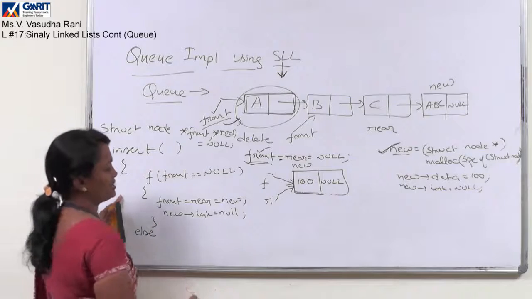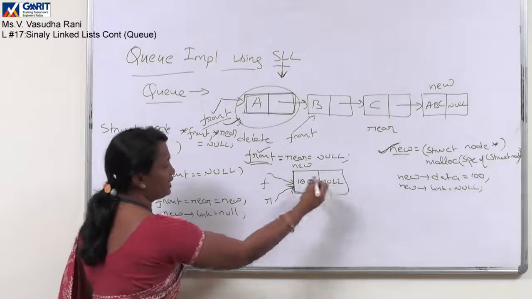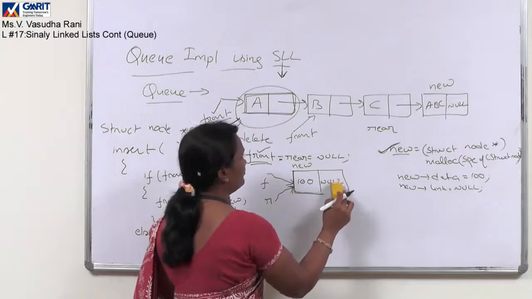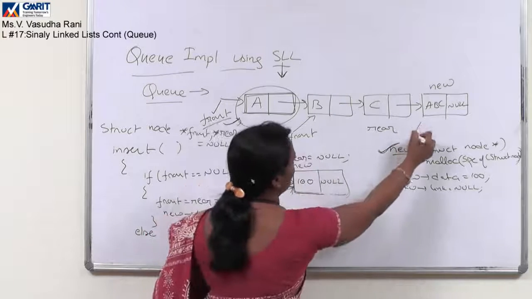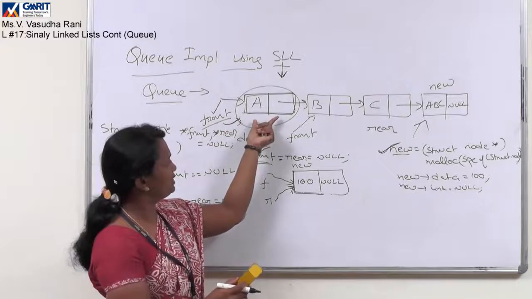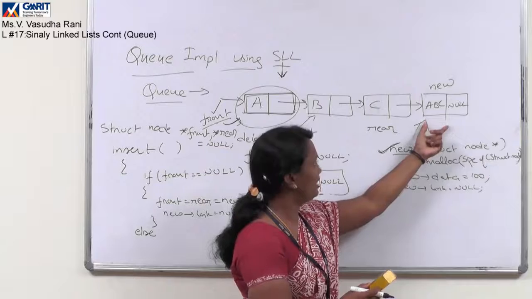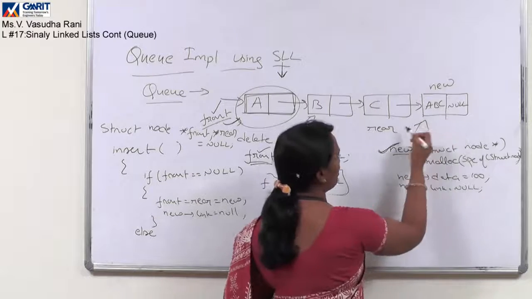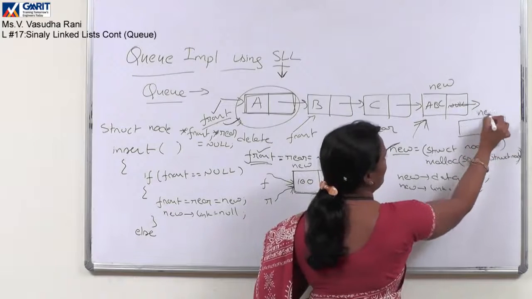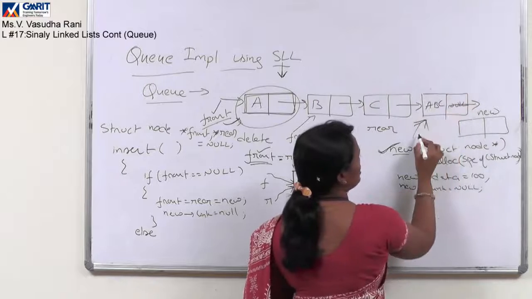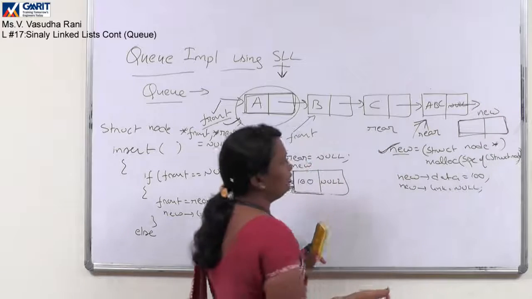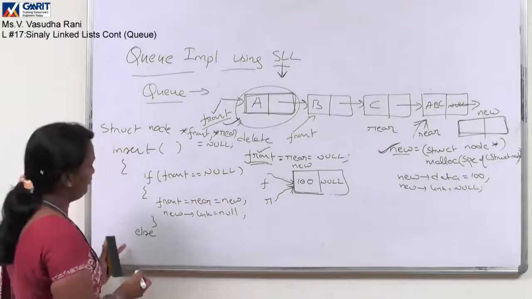Else, if it is not empty, if it is already having one node like this, or two nodes, in this case we can consider that already some nodes are there. So front is referring this first node and rear is referring the last node. Now to insert a new node here, to the rear node you can directly connect your new node. For that, how can we write instructions?